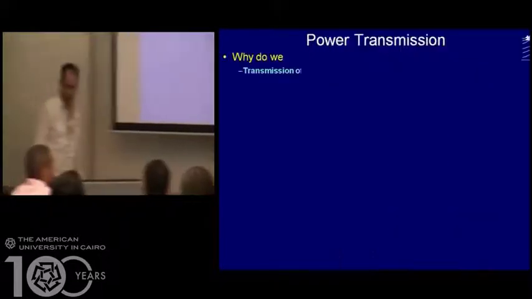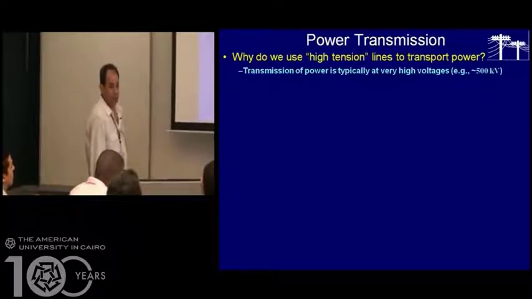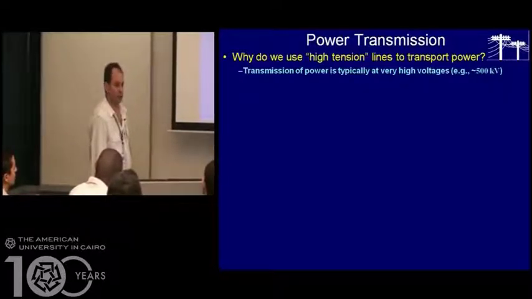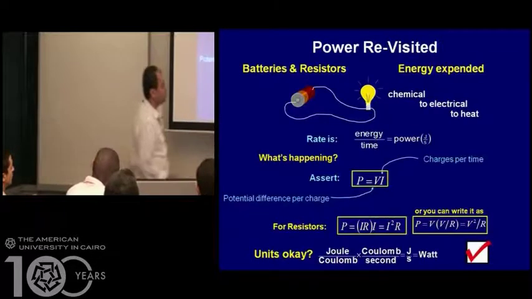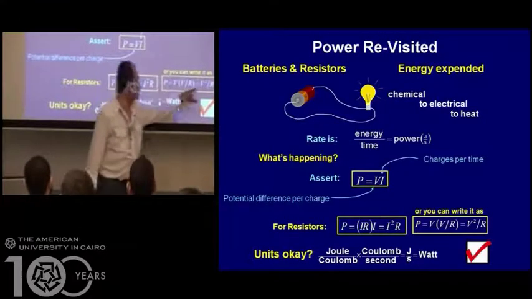Now, if I want to transmit power from the High Dam to Cairo, what should I do? Should I put high potential or should I put high current? Should I transmit it through high current or high potential?